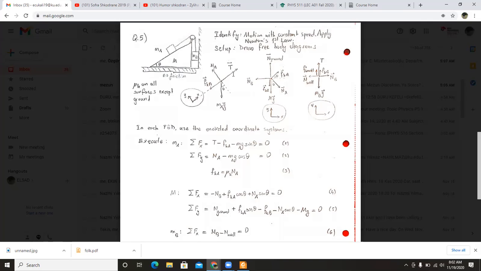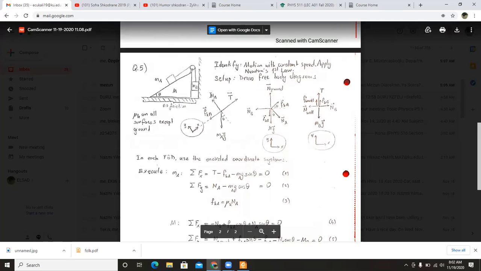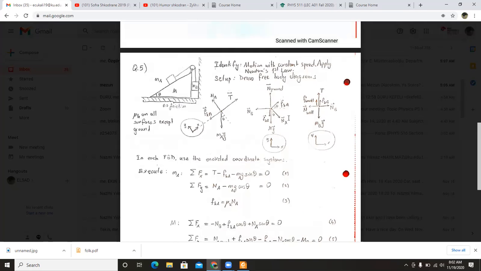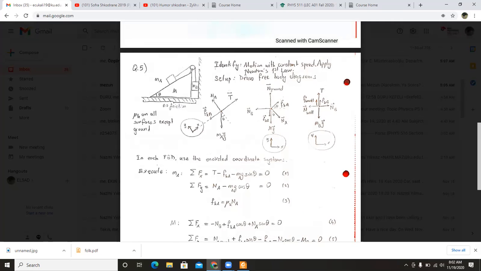What is makara in English? I don't know. Pulley? I don't know the English of something. Yeah, pulley. I know what you mean. Oh, pulley, yes. I mean, the rope is affecting the pulley, so we should include T's. T cosine theta. You should include that.